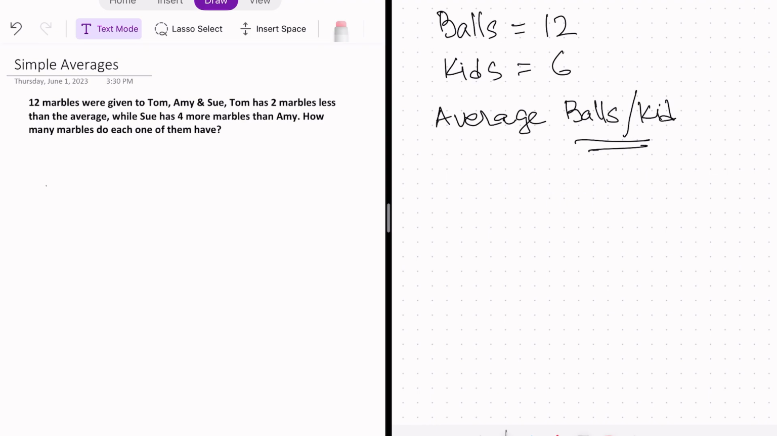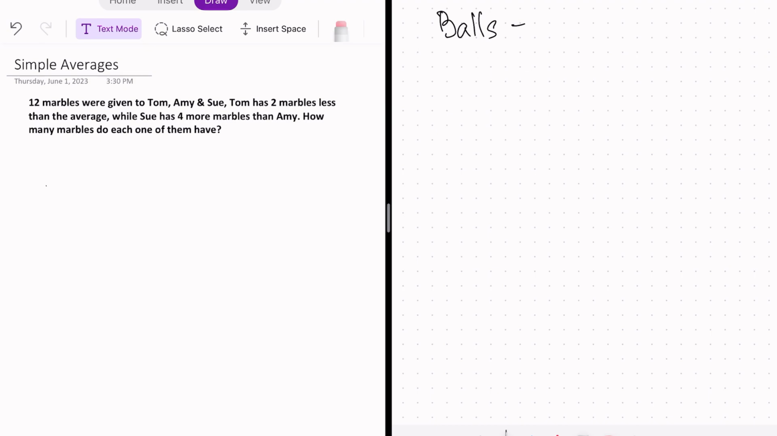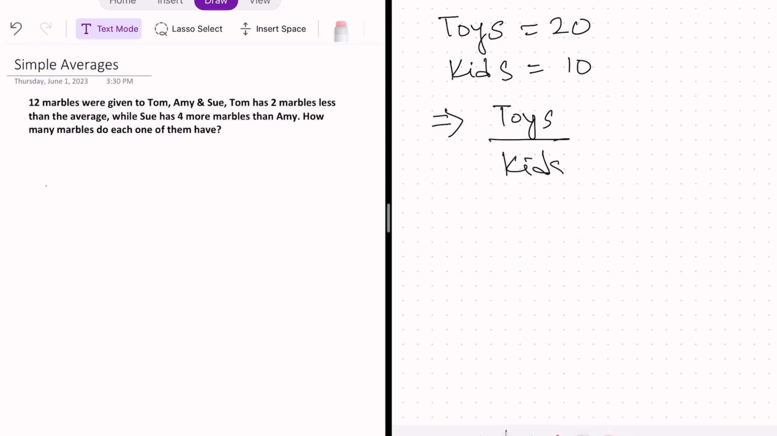Similarly, let's take another example. If there are, say, 20 toys and you are trying to distribute those 20 toys within 10 kids. So you have 20 toys and you have 10 kids. If you are distributing those 20 toys equally amongst 10 kids, then every kid would get 20 by 10, which is equal to 2 toys per kid.